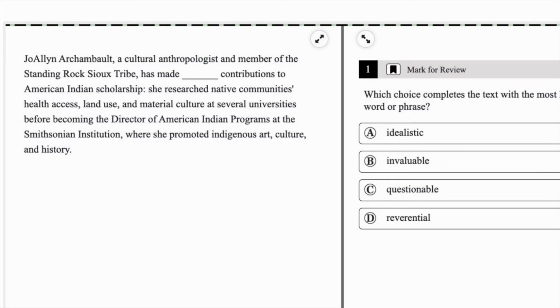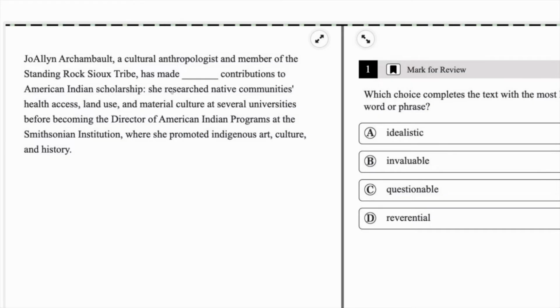And so it says here, this person, a cultural anthropologist and member of the Standing Rock Sioux tribe, has made some kind of contributions to American Indian scholarship. We don't know what kind of contributions, but that's what we're looking for in this second part.